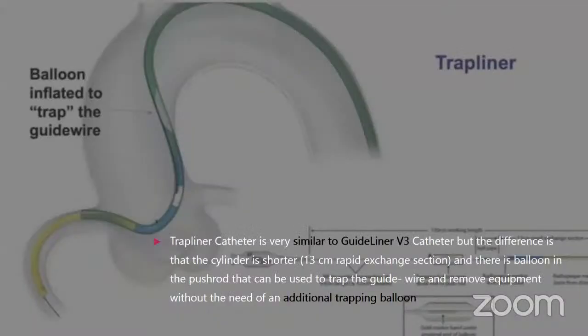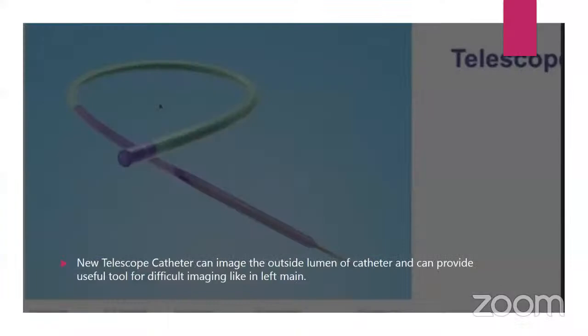This is the TrapLiner catheter developed by Teleflex. This is similar to the GuideLiner V3, except that the rapid exchange section is only 13 centimeters, and there is a trapping balloon which will help in trapping the wire and the microcatheter if needed. This is the Telescope catheter which is developed by APT Medical. Sorry, Medtronic.